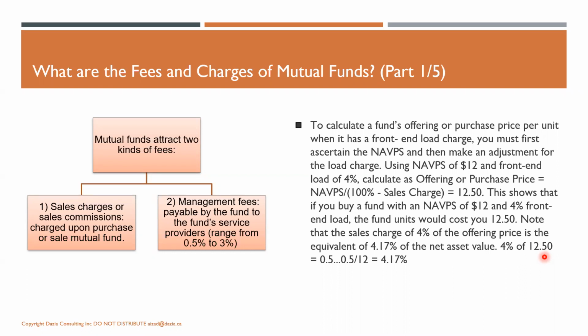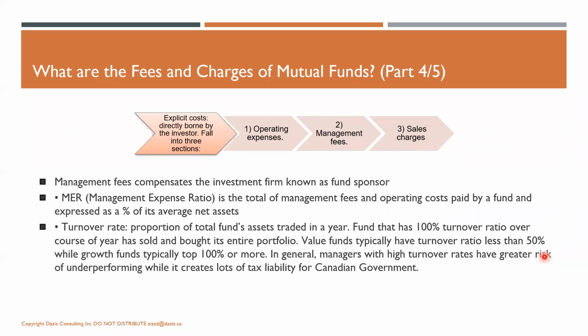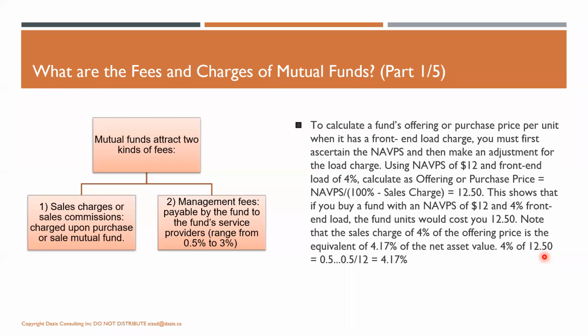Let me see here. We have the calculation here: 10% fee, MER, trading expense ratio. So two things we need to calculate. One is the fund offering and the purchase price. The fund's offering or purchase price when it has a front end load. Front end load means when you buy the fund, you have to pay a charge, a fee. First of all, you have to see what is the NAVPS, and then you make an adjustment for the load charge.